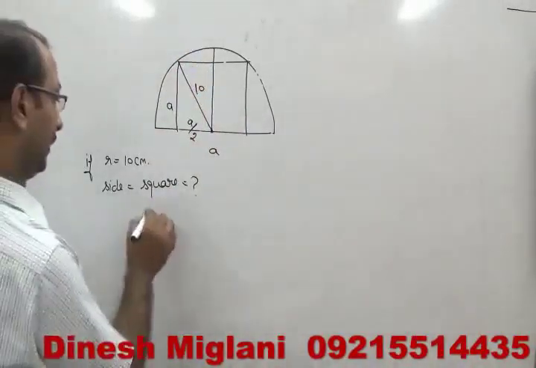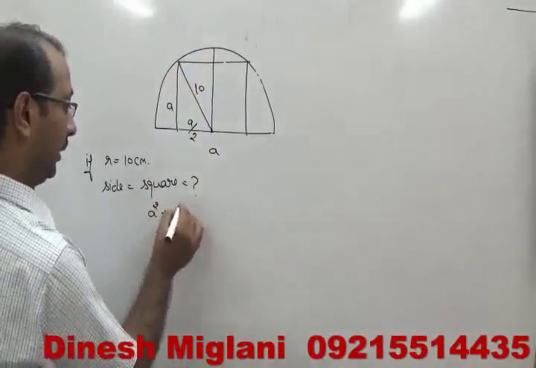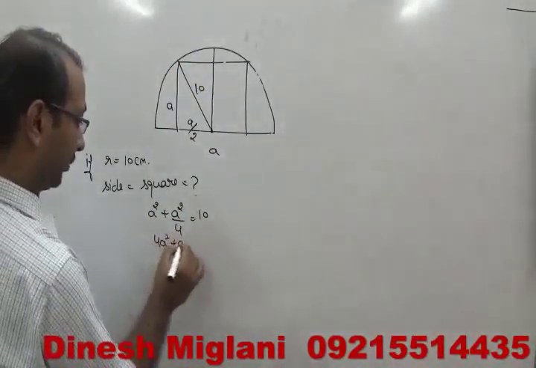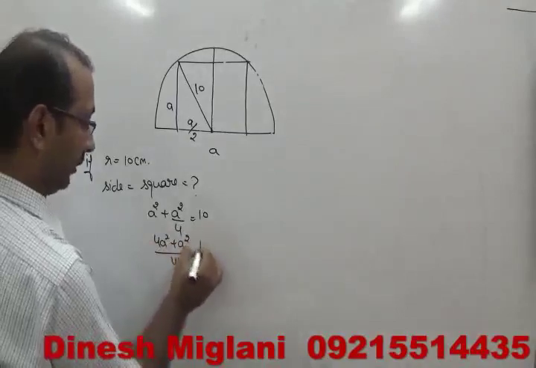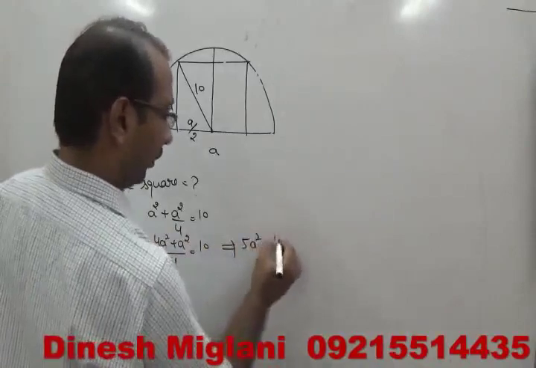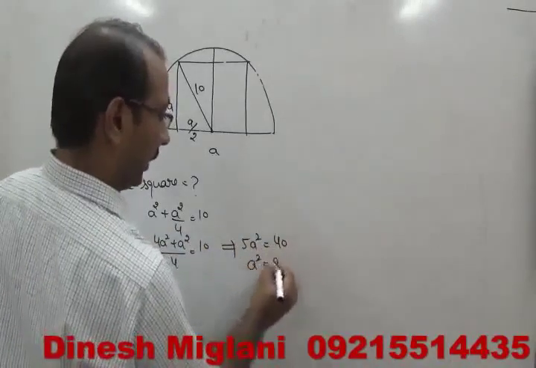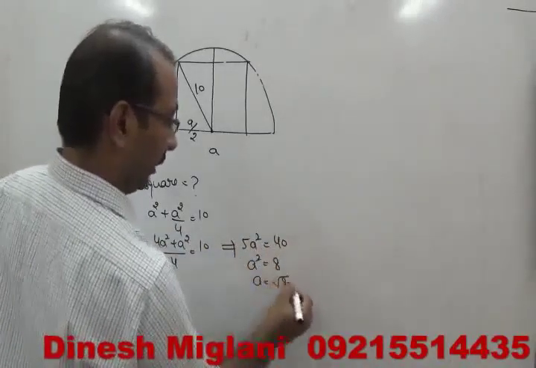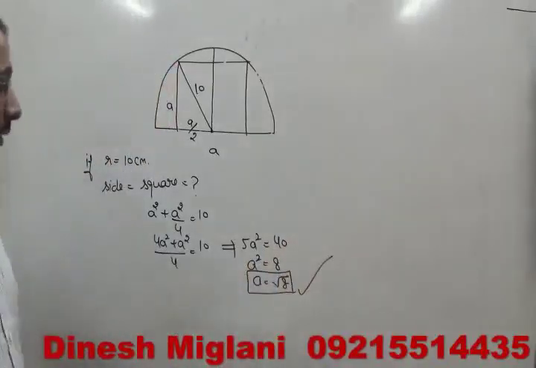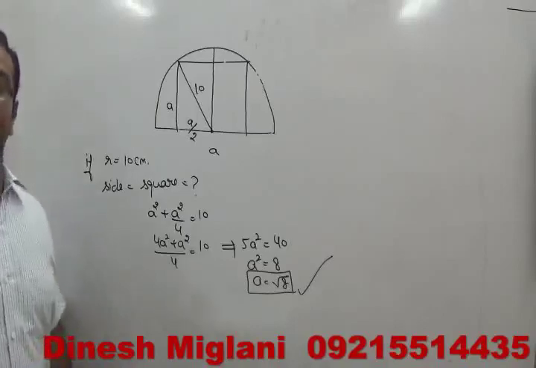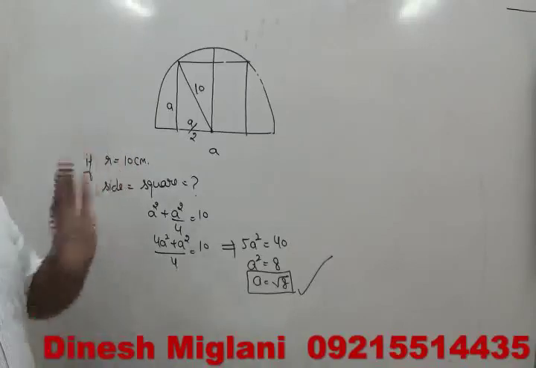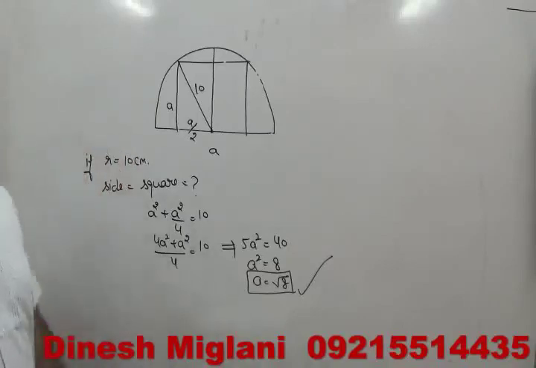So I can say it as A square plus A square by 4 equal to 10 square. You make it as 4A square plus A square by 4, equal to 100. So I may say 5A square equal to 400 and A square equal to 80. It means A equal to root 80. So from here I can say that the side of the square made inside it is root 8. Root 8 becomes my answer. I hope the idea is clear. A very simple question in which we have just understood this concept and on that we can answer our problem.